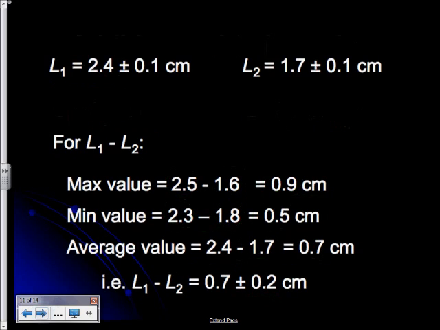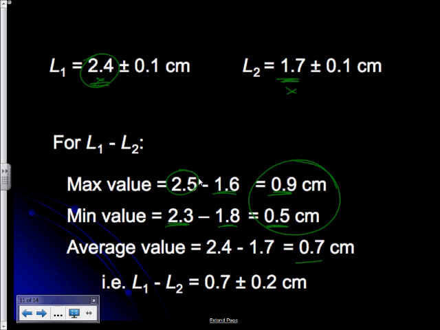If we subtract, same sort of logic again, but this time we would take the largest possible value from the 2.4 minus the smallest would give us the biggest difference, 0.9. And then if we take the smallest possible value that we could get from that, which is 2.3, and subtract the largest possible value we can get from that, we get the smallest difference, 0.5. Taking the actual values themselves, 2.4 minus 1.7 gives us 0.7. But looking at these two extreme situations, what's the uncertainty? Plus or minus 0.2.